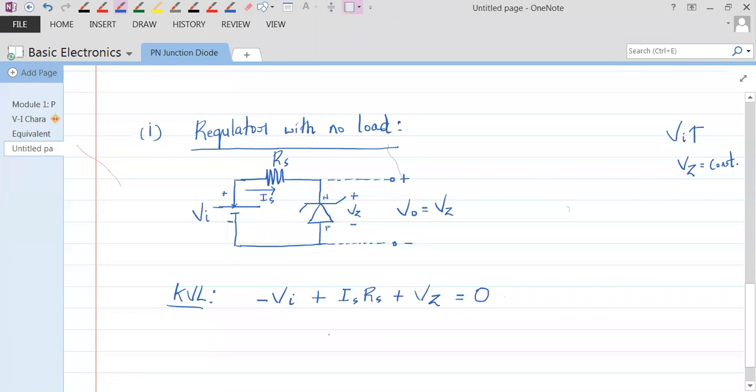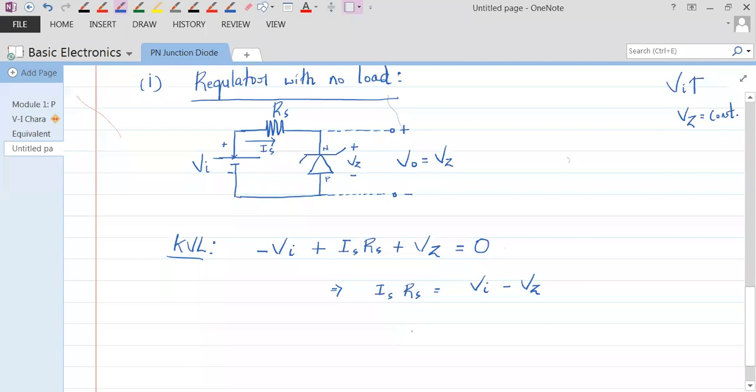So this implies that IS RS is VI minus VZ, or we can say that IS would look like VI minus VZ by RS. So this is how the equation for the input current IS looks like with no load.